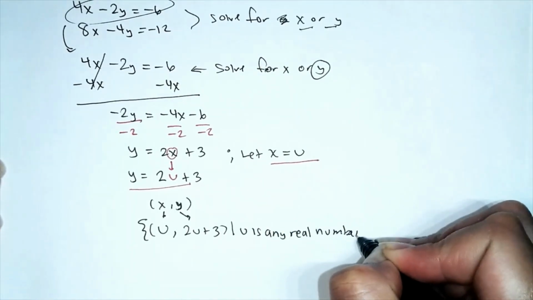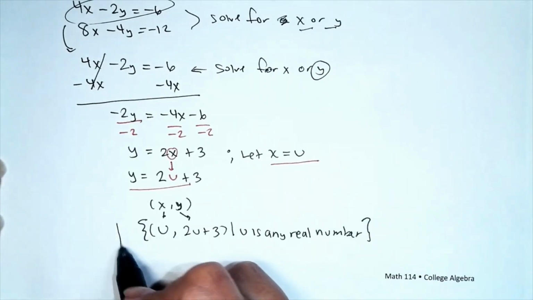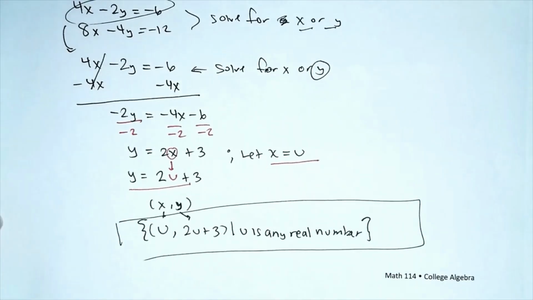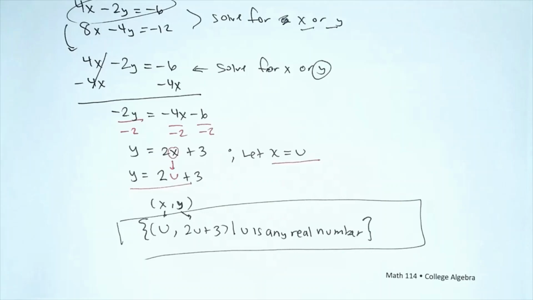And the question is, why do we have to write the answer in set builder notation? We have to write it in set builder notation because it's just the only way we can describe the solution set. This is how it goes down when the system has an infinite number of solutions.